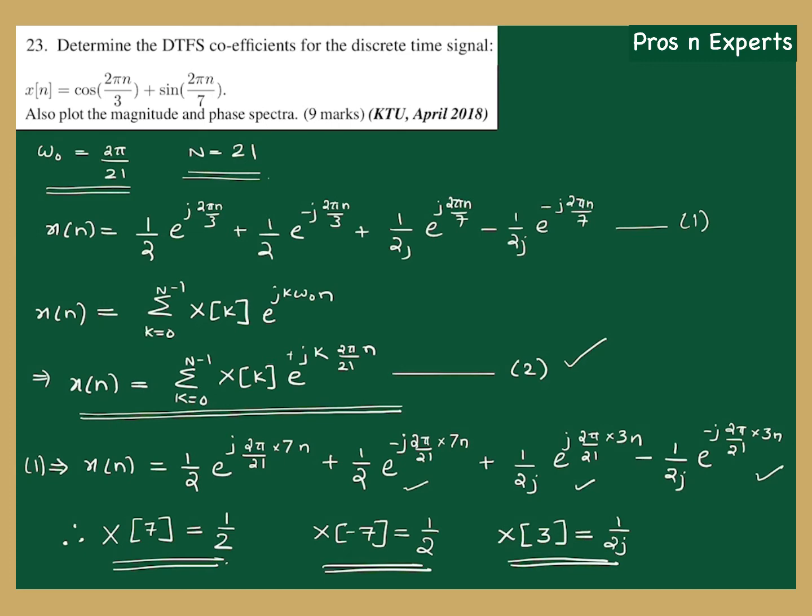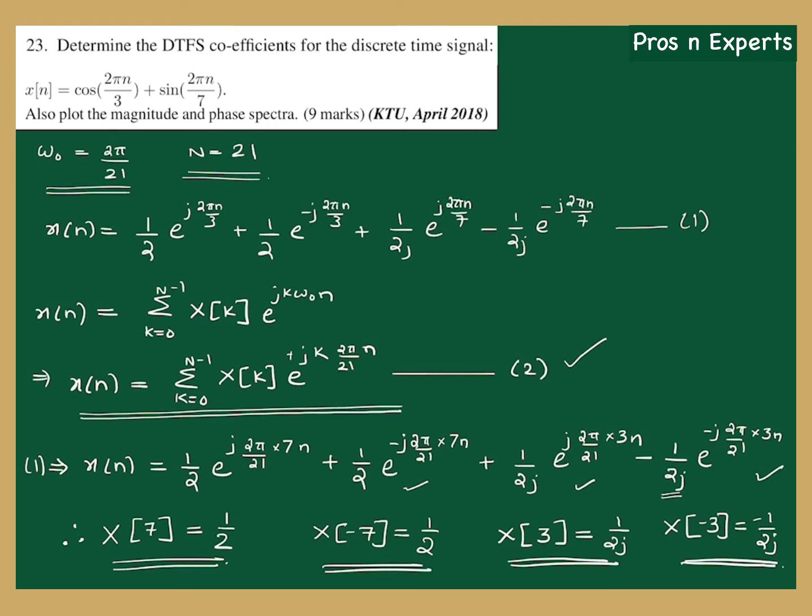And finally, from the last term, x of, what is k? K is nothing but, is it 3? No, it is minus 3. Here is a minus. So x of minus 3 will be equal to, what will be the value? It is the coefficient. The coefficient is nothing but minus 1 by 2j. Never miss the negative sign here. It will end up in a wrong result. So x of minus 3 is equal to minus 1 by 2j. So we've got all the coefficients.